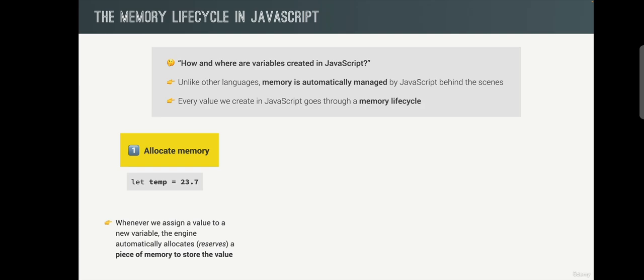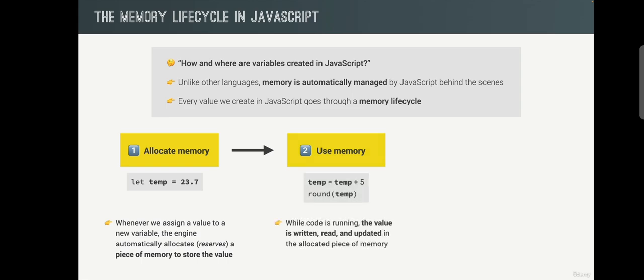So the value that is being held by the variable that we just created. In this example, it's to store 23.7. But again, it could be an object or a function or whatever we want. Then, as the app runs in the user's browser, the allocated piece of memory is used whenever the stored value is being accessed, for example, to write, read, or update the value. So this part is pretty obvious, but it's important to mention that this is also part of the memory lifecycle.